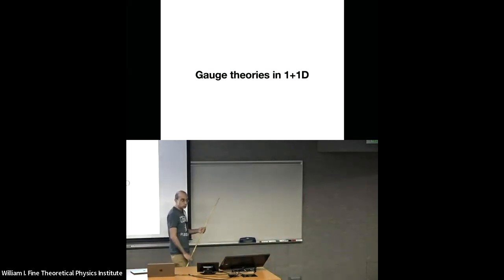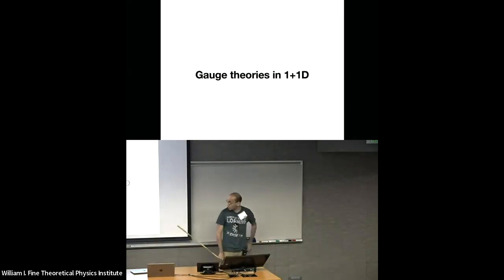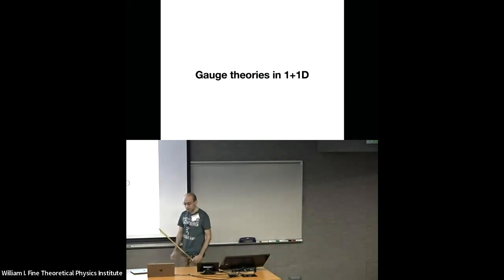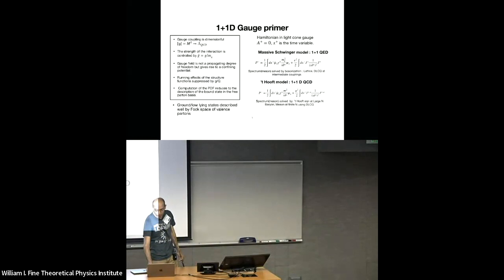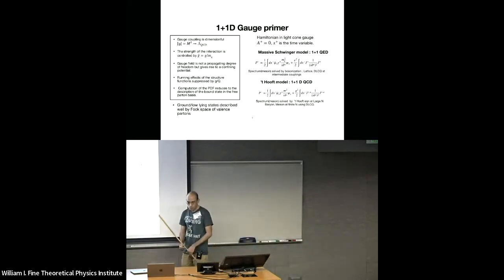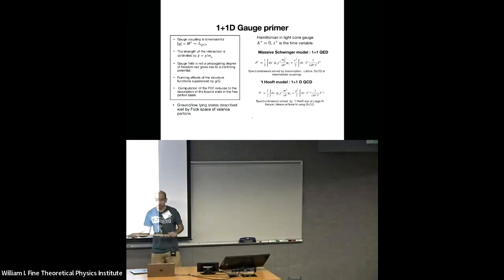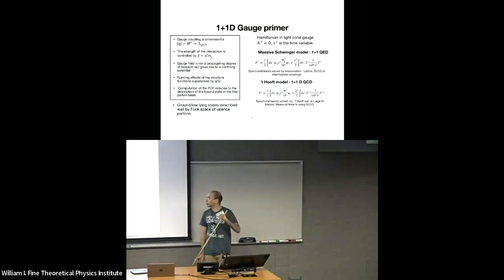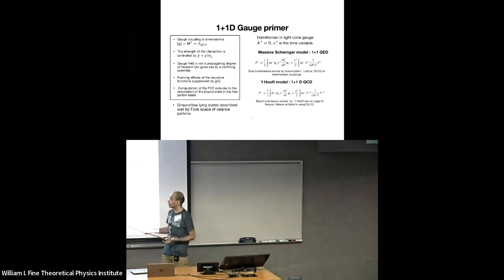Okay, so we'll start with gauge theories in 1+1D. I'm sure everybody is familiar with this. I'll just give you a quick primer and highlight the main properties that will be useful for understanding the analysis further on. So first of all, the gauge coupling is dimensionful, and it plays the role of lambda QCD in 1+1D. And so the strength of the interaction between the partons is really controlled by the ratio of the gauge coupling and the quark mass, in this case, MQ.